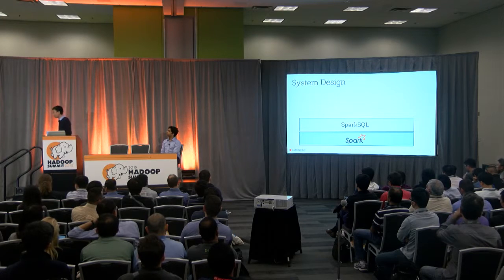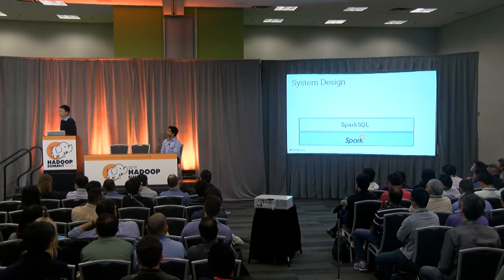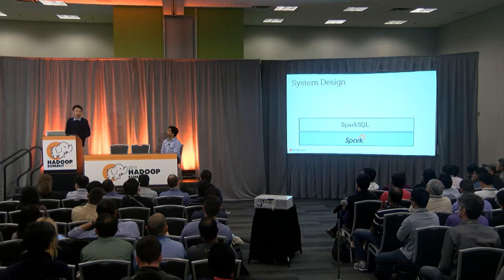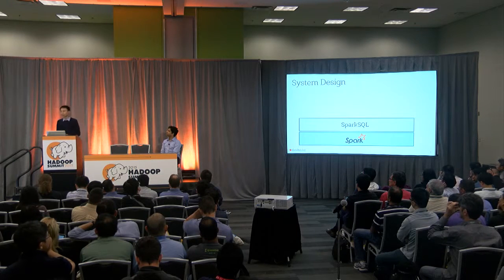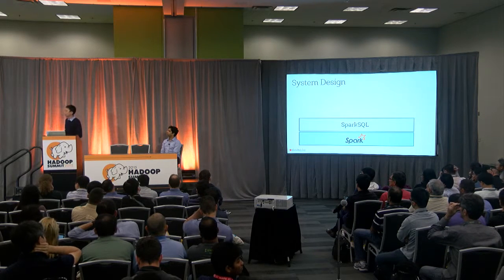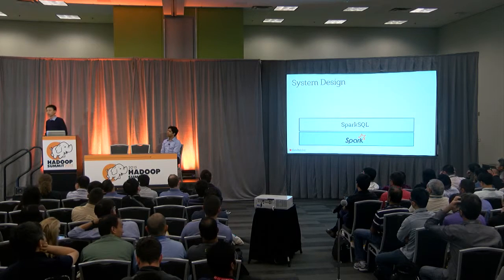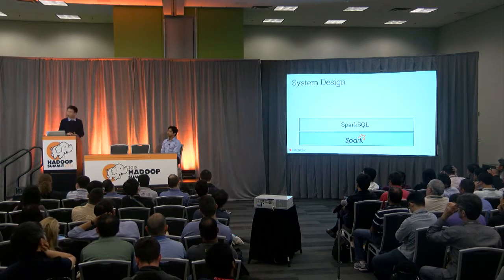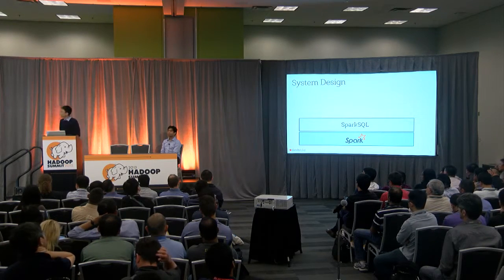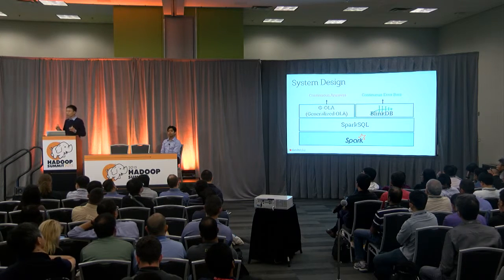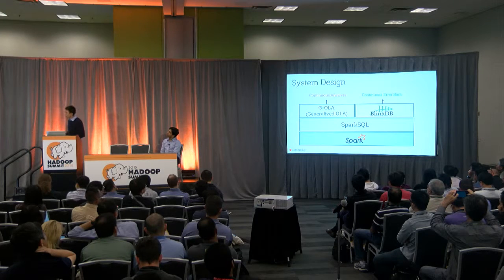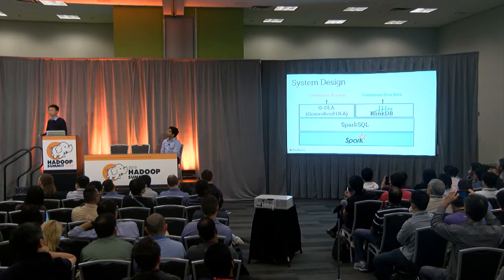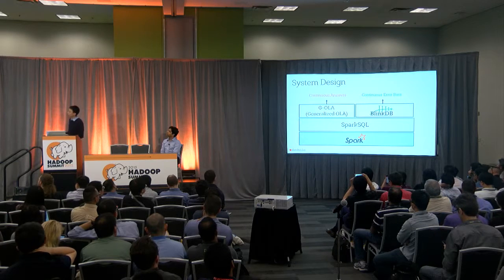For those of you who are not very familiar with Spark, basically Spark is a distributed computing platform which can utilize memory efficiently to do fast analysis. And SparkSQL is a SQL engine built on top of this distributed computing platform. In this talk we propose two new libraries on top of SparkSQL. The first library is called GOLA, which stands for Generalized Online Aggregation, and another library called BlinkDB.